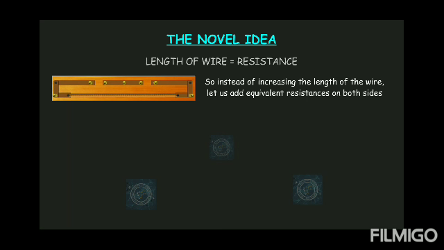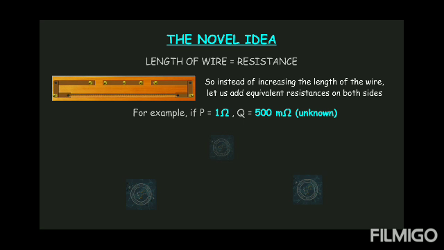Okay, you got my point, but it's not really convincing. Let me put my point again. The point is, instead of increasing the length of the wire, let us add equivalent resistances on both sides. But you are not really convinced that this will help, right? I can sense it. But you have understood the point, that the case is equivalent. Okay, let's see an example, and let me just convince you completely that this really works.